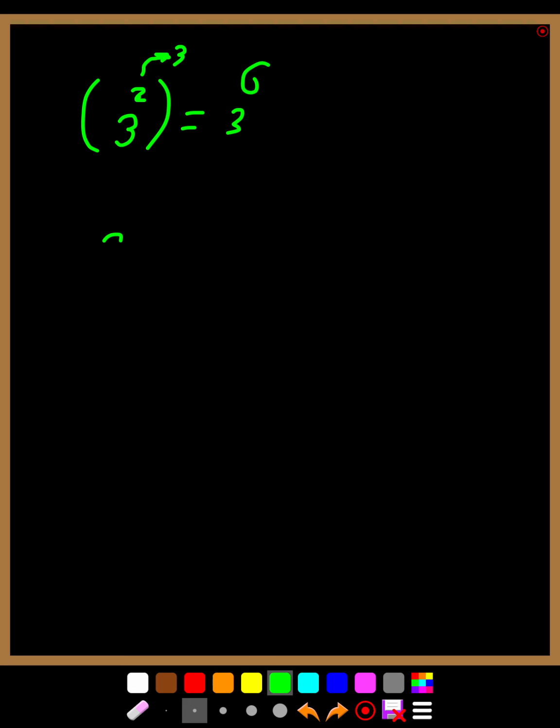So if you have a raised to m, all raised to n, what you are going to do is put the a and then multiply the powers, mn. Okay, that's good. Let's have another thing.